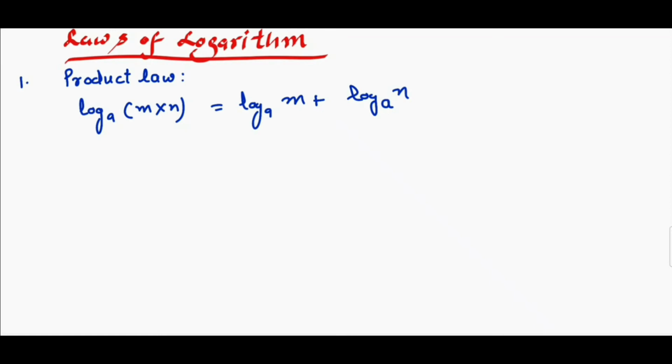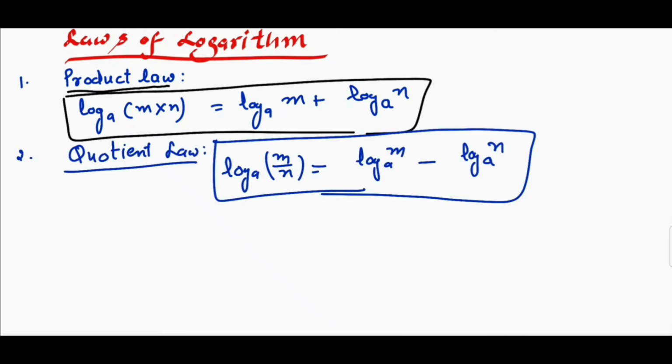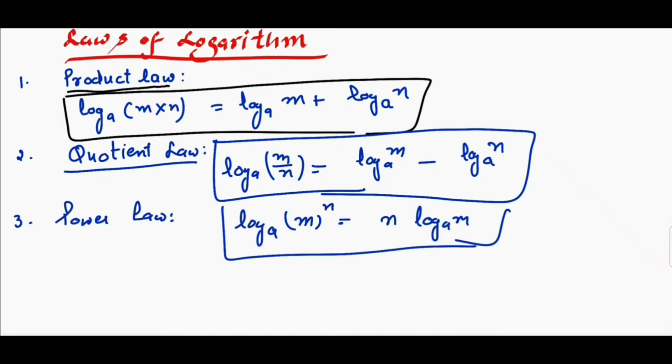First we have the product law. According to this, log of m times n base a is equal to log m base a plus log n base a. This is my product law. Second is the quotient law. According to this, log of m divided by n base a is equal to log m base a minus log n base a.